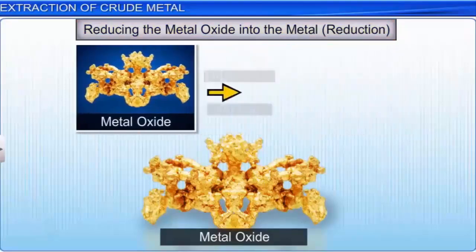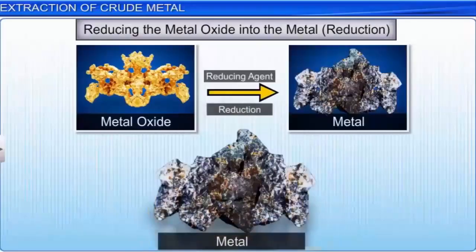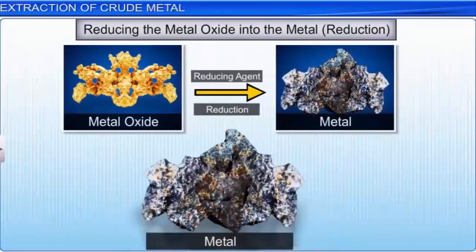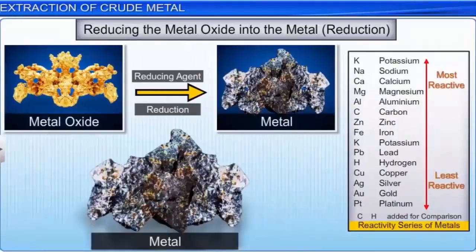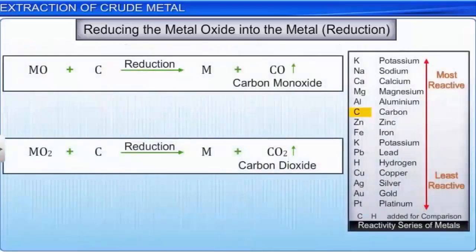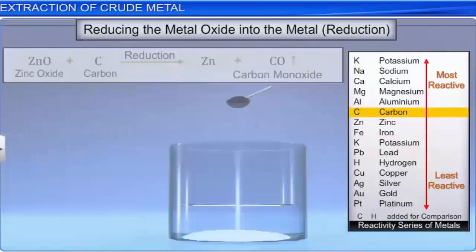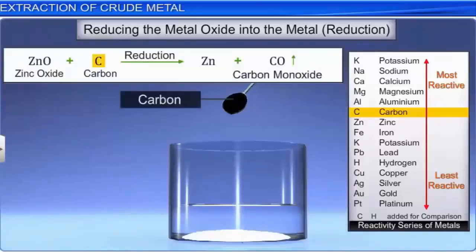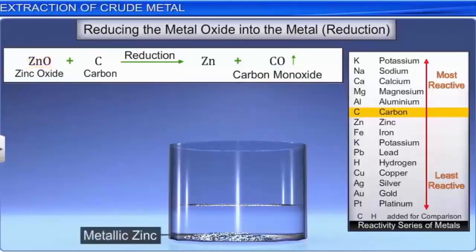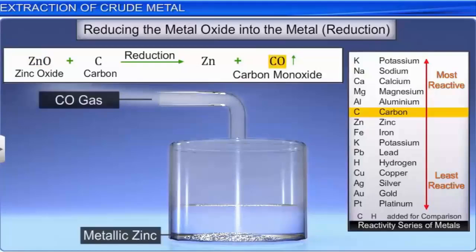The metal oxide is reduced to metal by using a suitable reducing agent. The choice of the reducing agent depends on the reactivity series of the metal. When carbon is used as the reducing agent, it combines with the oxygen of the metal oxide to give metal and carbon monoxide or carbon dioxide. For example, carbon is used to reduce zinc oxide to metallic zinc. In this reaction, carbon monoxide is released.